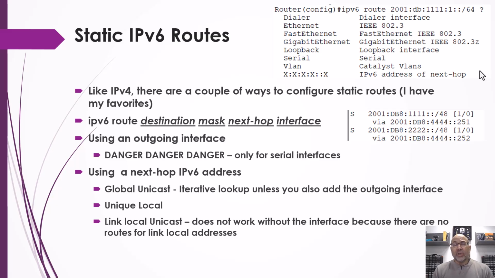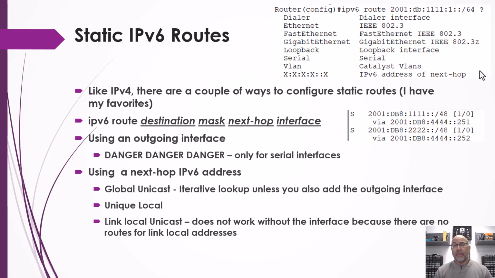If you do link local unicast for your forwarding router IP address, you must use the interface because there are no routes for link local addresses. Okay, so let me say that again. If you do a global unicast, you don't need the interface, but you could put it there. And if you do link local, you must have the interface because there's no link local addresses in the routing table.